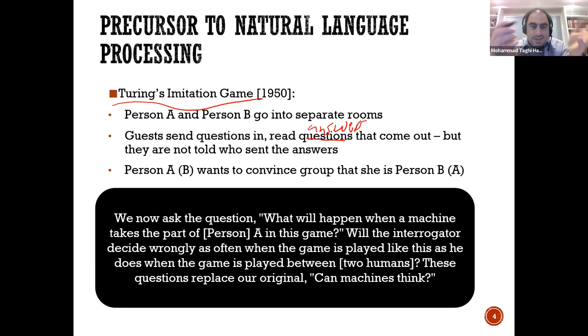Here, in some sense, it is the imitation. What's the meaning of imitation? Person A wants to imitate person B, like wants to answer anything the same way that person B answers it. Or vice versa, person B wants to do it for person A. So this is the game, Turing's imitation game.